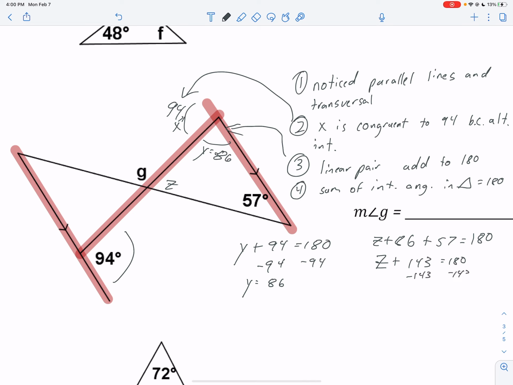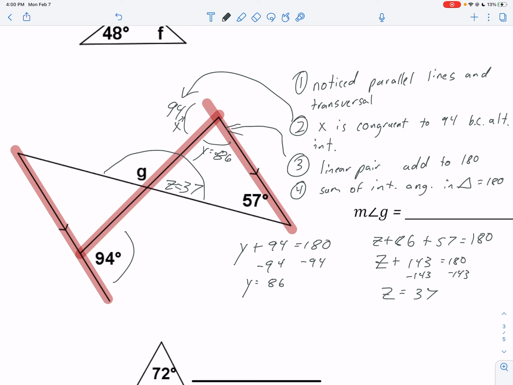And then I'm just going to solve. No mistakes, just happy accidents. 180 minus 43 is like 37. So this right here should be 37. And that's another linear pair with that, so I can subtract that off. But what's cool about all this is that I can actually do it a different way, and I'll show you what I mean.